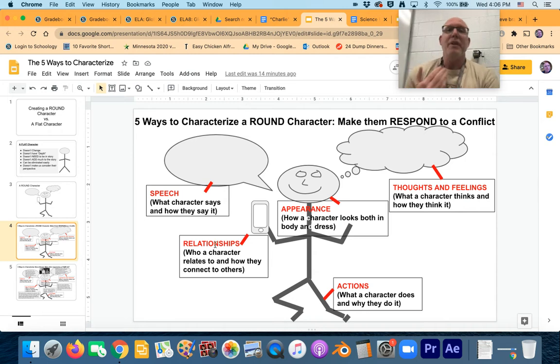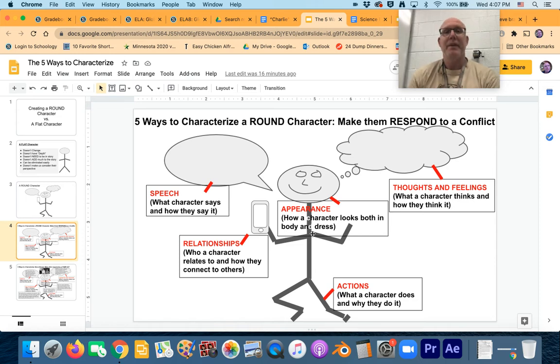Relationships, the relationships with other characters. So who I relate to, how I relate to them, how I talk to them, how they talk to me. If a whole story is written from the perspective of one character and they just shred their teacher, the whole story, then we know about that teacher. So the relationship is key.